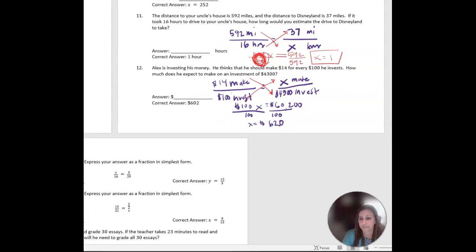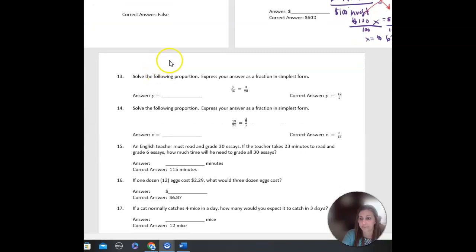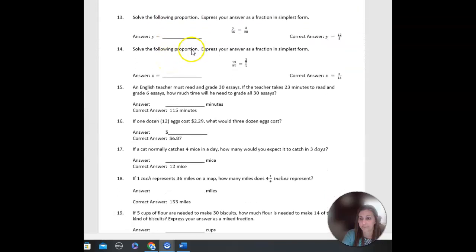All right, let's look at the last page. Number 13 is just a cross multiplication. So you're going to go y times 20, which is 20y, and 16 times 3, which is 48. We're solving for y, so we divide both sides by 20. And the answer is 48 over 20.